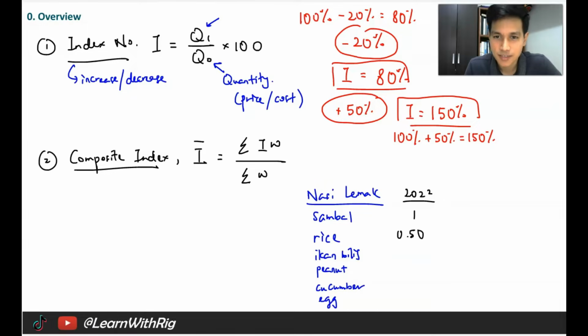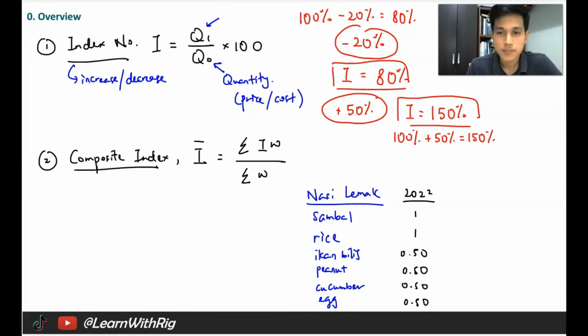I don't know, and this is, oh my god, okay, let's make it easy. Let's just change all the prices to make it easy. So let's say this is 1 ringgit, this is 1 ringgit, this is 50 cents, this is 50 cents, this is 50 cents, this is 50 cents, okay?